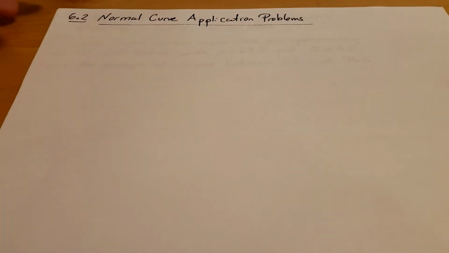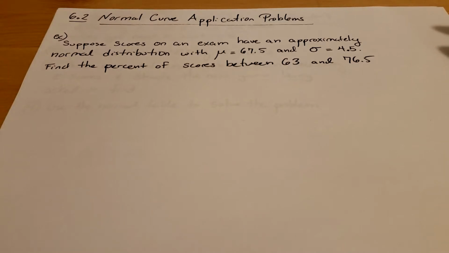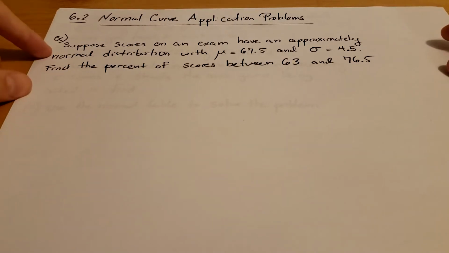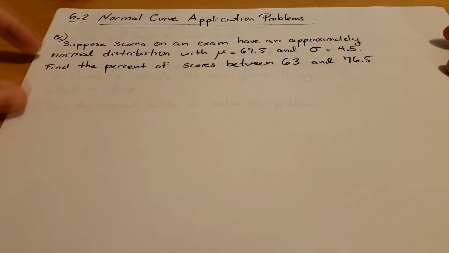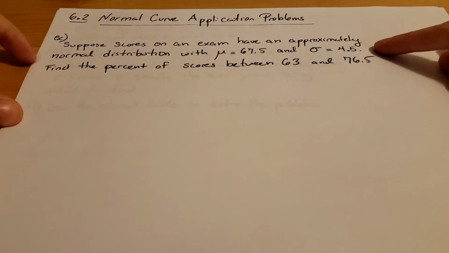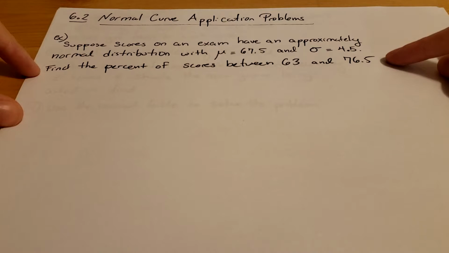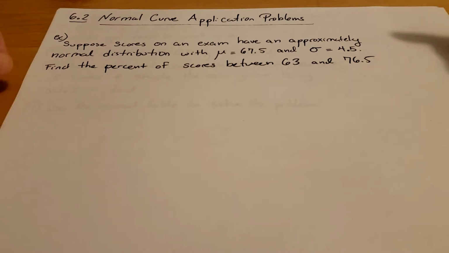We'll start this by looking at one example, and then we'll go through a few more examples so you have a better idea of what to expect. So let's say that we have scores on some type of exam that have an approximately normal distribution with a mean of 67.5 and a standard deviation of 4.5. We're being asked to find the percent of scores between 63 and 76.5.